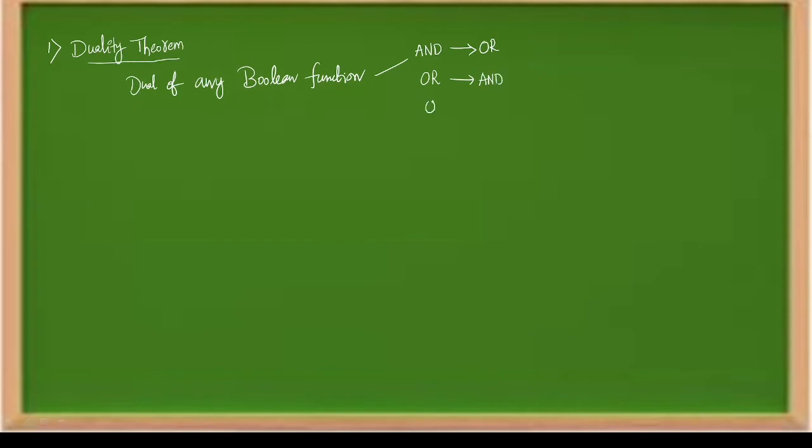and if you have any zeros in that Boolean equation, by converting those zeros to 1, and if you have ones in the equation by converting those ones to 0, you can get the dual of any Boolean function. This is nothing but the duality theorem. For example, let me show you some examples where you can apply the duality theorem.